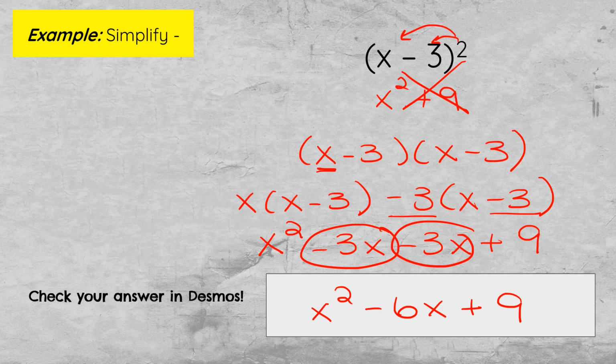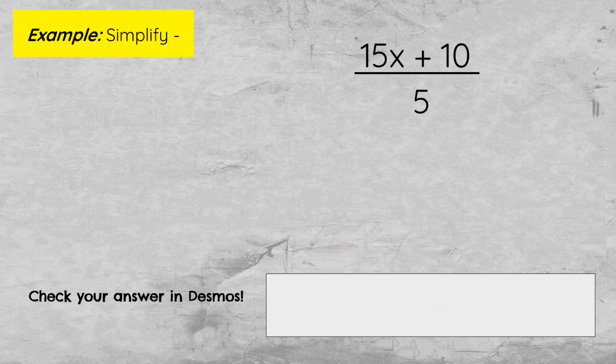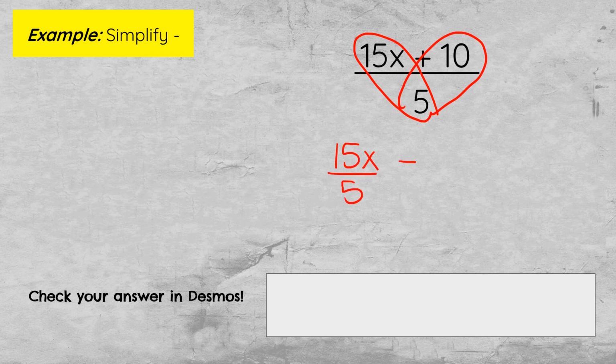Dividing is pretty much the same. When you distribute, you want to make sure you multiply that number with everything. Same thing with division. We want to make sure that we're dividing everything. So 15x has to be divided by 5, and 10 also has to be divided by 5. We end up with 3x plus 2.